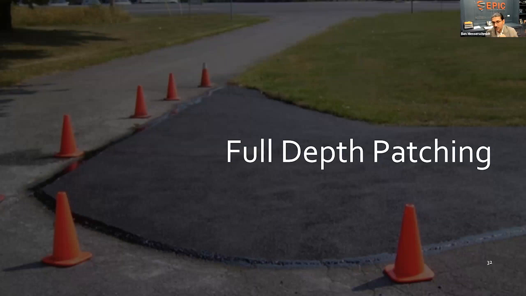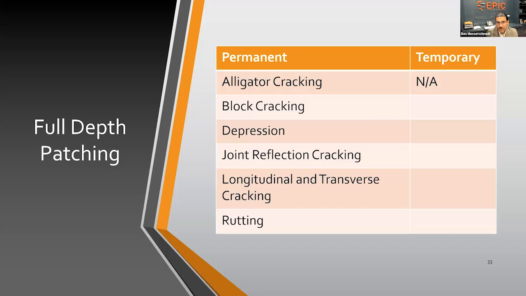But for full depth patching, if you need to put in a storm drain, for example, or a drainage structure, utility, anything along those lines, or if you have some localized settlement on the edges, on the end of the crowns, or in the swales, you're going to be cutting that section out and doing a full depth patch.